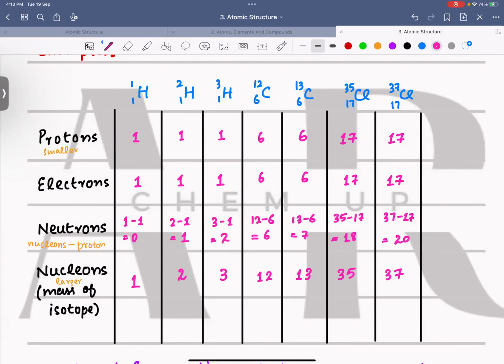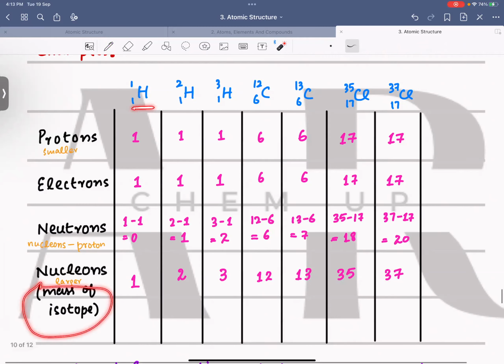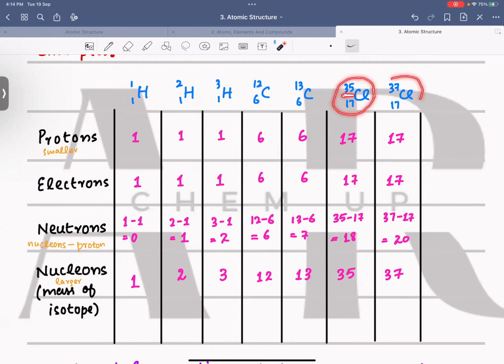And remember, the nucleon number is basically the mass of that specific isotope or atom. So in this case, for this hydrogen atom, its relative mass is going to be 1 only. For this isotope of hydrogen, its relative mass is going to be 2 only. In the same way, for this atom of chlorine, its isotopic or relative mass is going to be 35. And for this isotope of chlorine, the relative mass or isotopic mass would be 37. Is this understandable? Okay, do it quickly.